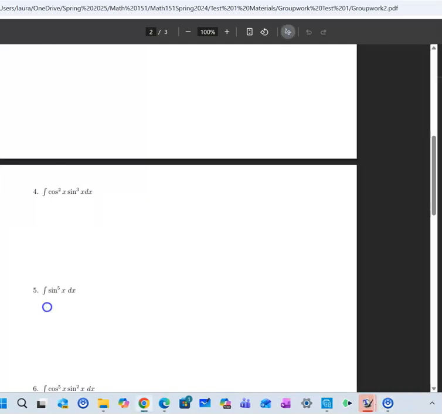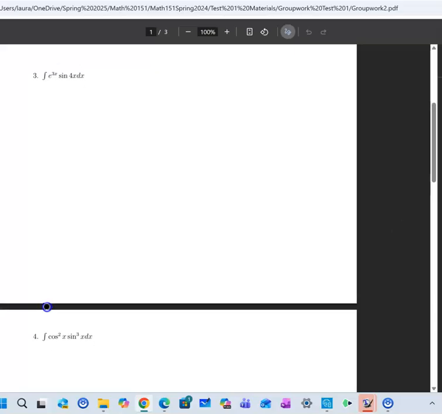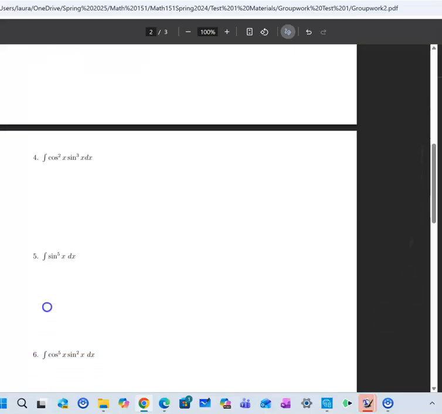Knowing what to do when is the hard thing. It is the hard thing about integrals. So this last one we did, we saw it was e and sine. So that was the type 3 integration by parts. So let's look at this one.